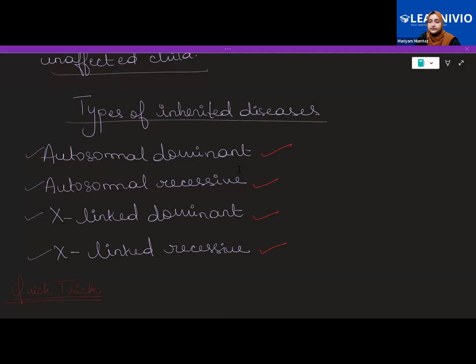It's when the gene is not on the sex chromosome. In both cases, it is about the chromosome only. Autosomes are the body chromosomes, and allosomes, the sex chromosomes, are the X-linked. So mostly the diseases are of these two types if they are Mendelian disorders.